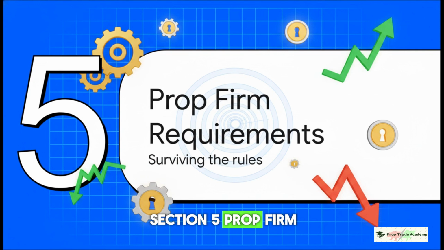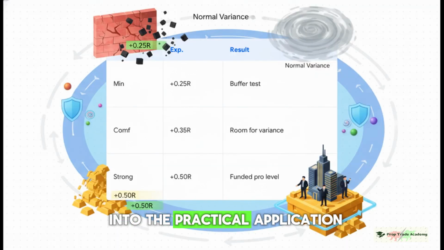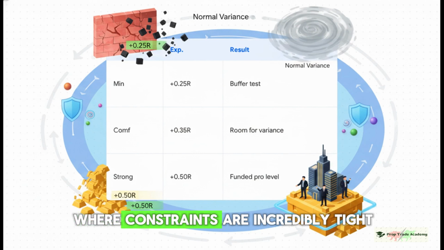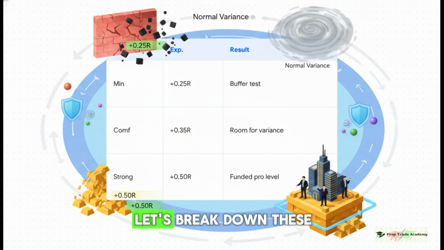Section 5. Prop firm minimum requirements. Now, we need to transition into the practical application of this math, specifically for traders who are looking to pass funded challenges, where constraints are incredibly tight. Let's break down these crucial benchmarks. The absolute minimum acceptable expectancy to survive a prop firm is positive 0.25R. So the crucial point is, anything below this means your edge is dangerously thin.